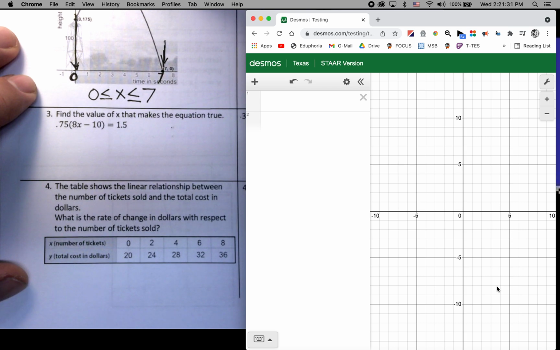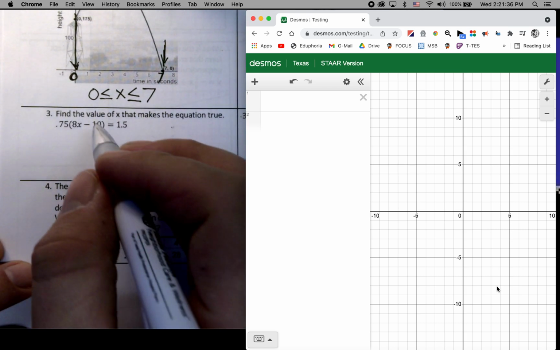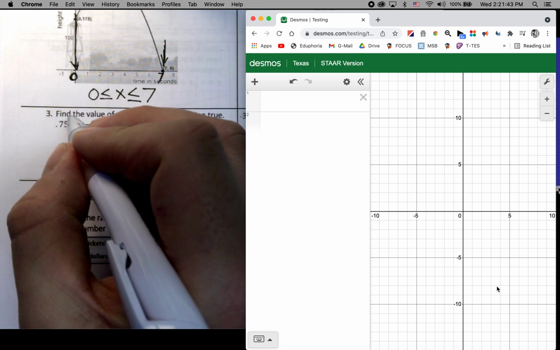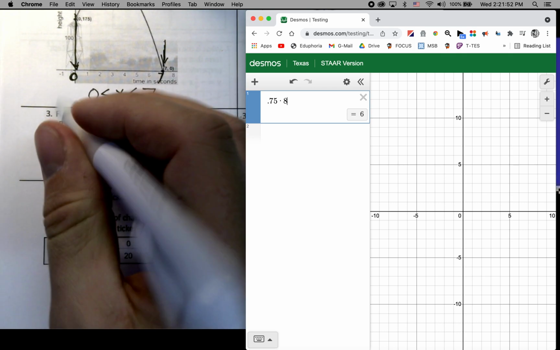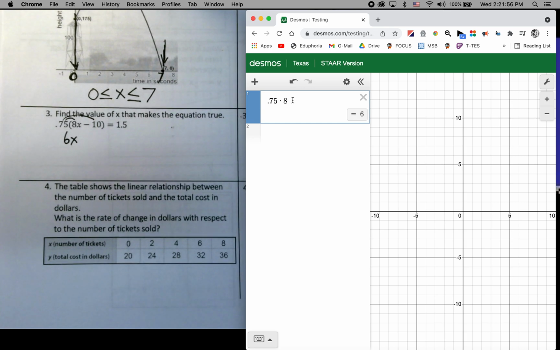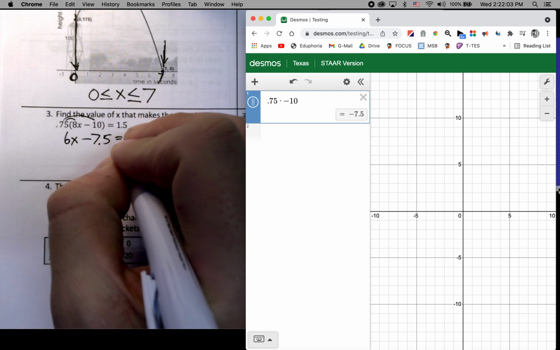Number 3. All right, it says find the value of x that makes the equation true. I'm going to show you 2 different ways to do this. First is the algebraic way to do it. So I'm going to distribute the 0.75. 0.75 times 8 is 6, but that has an x with it, so it's going to be 6x. And then 0.75 times negative 10 is negative 7.5, equals 1.5.